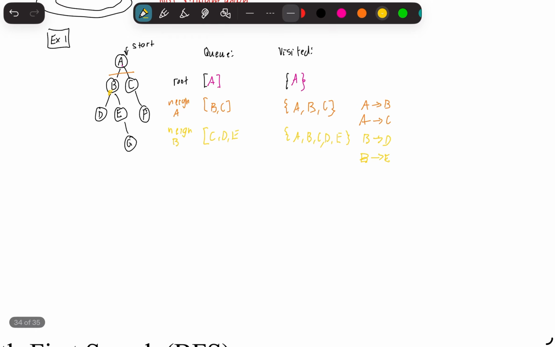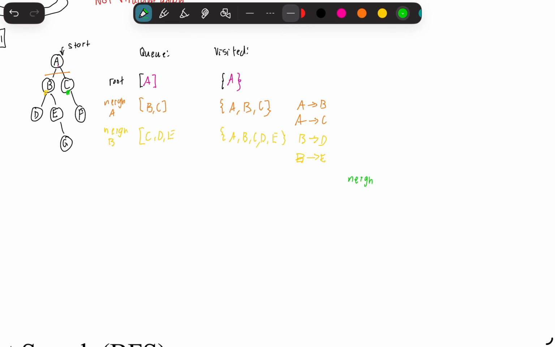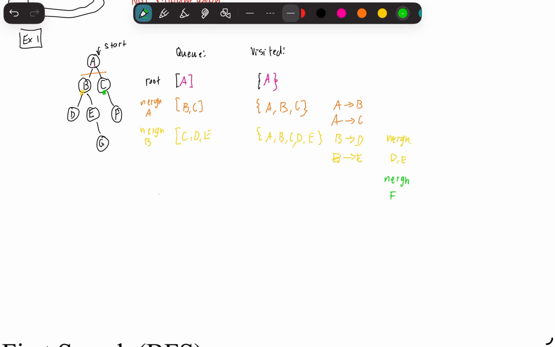Now we're going to visit C. So at C, we're going to have a neighbor of F. Here at B we had neighbors of D and E. But here, when we are visiting C, our queue is going to be D, E, F. And we're going to have visited A, B, C, D, E, F. Now in your BFS tree, you're going to have C pointing to F.